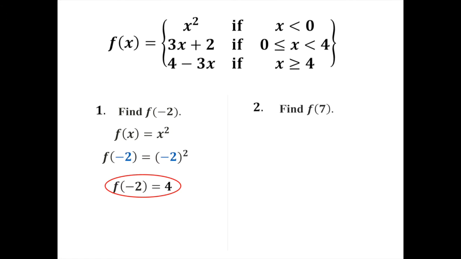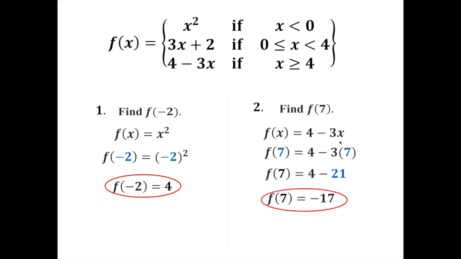So let's bring in another one now. If I said find f of 7, again, we're going to go over here and look. 7 is not less than 0. It's not between 0 and 4. It is greater than or equal to 4. So it's going to be this last one here that we're going to use. So again, I'm going to write this one down. Now, instead of writing x, I'm going to plug in 7. I'm plugging 7 in for x. Then I've got 4 minus 3 times 7, which is 21. 4 minus 21 would yield us -17. So f of 7 is -17.